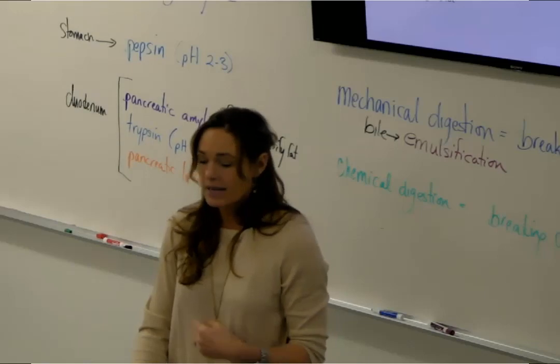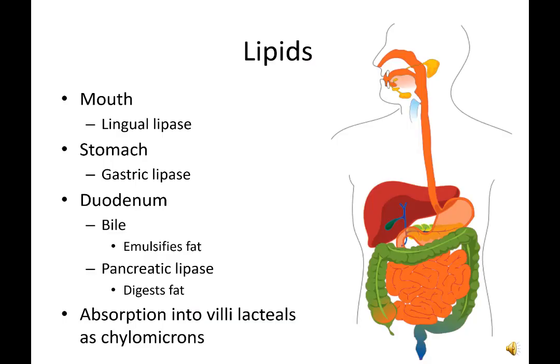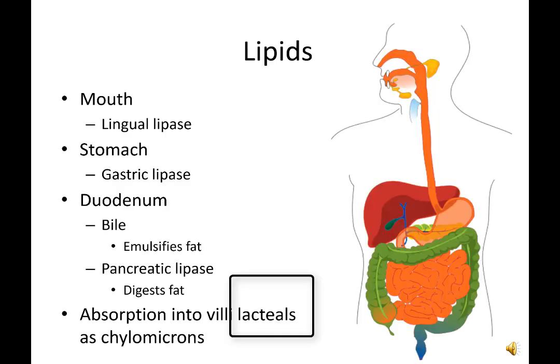And then it's the lacteals. They're known as chylomicrons is the individual. There's free fatty acids, but they assemble as chylomicrons. But just think of fat, once it's chemically digested, goes into the lacteals.